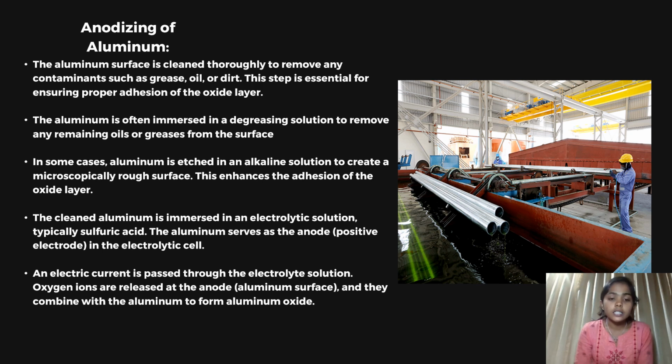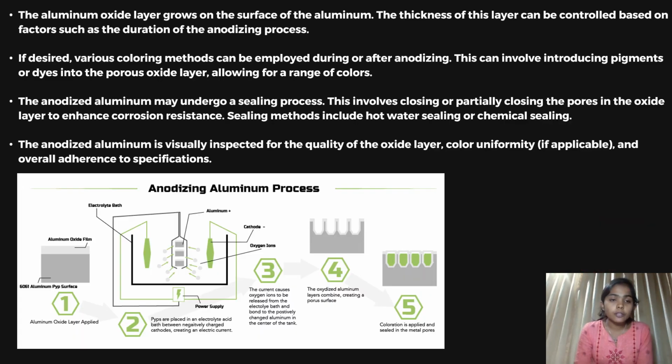The electric current is passed through the electrolytic solution. Oxygen ions are released at the anode and they combine with the aluminum to form aluminum oxide. The aluminum oxide layer grows on the surface of the aluminum. The thickness of this layer can be controlled based on factors such as the duration of the anodizing process.